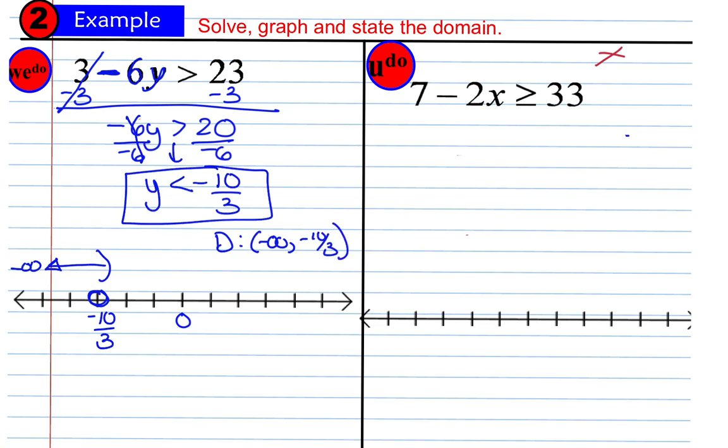The only difference this example has from the previous ones is that if the number in front of your variable is negative, you're going to have to divide both sides by a negative number, which means that the inequality symbol is going to switch. Make sure you pay attention to that because that's the reason most students get it wrong.